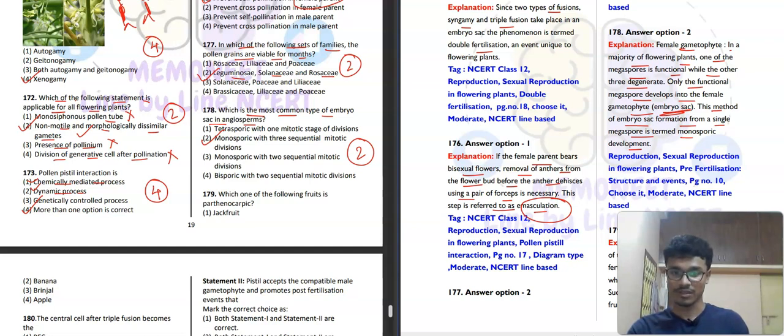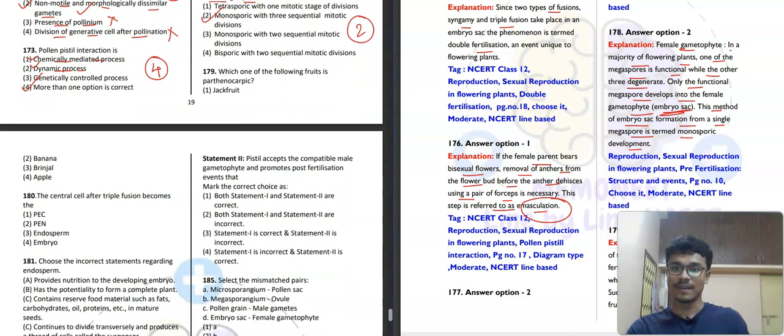Now moving towards the next question, 179. Which of the following fruits is parthenocarpic? Jackfruit, banana, brinjal, or apple? Here the second option will be our correct answer, banana. Banana is parthenocarpic. We can obtain seedless banana through parthenocarpy.